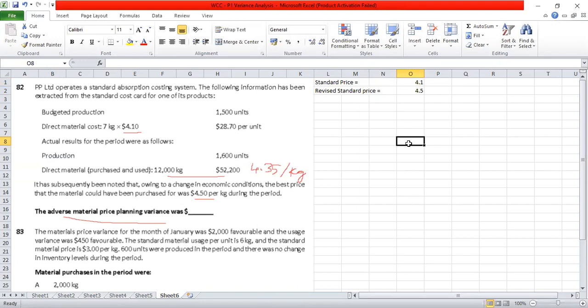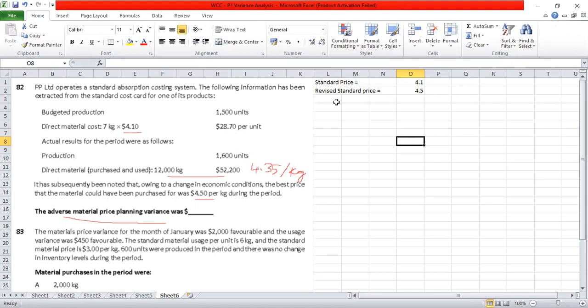So there is a difference in the price to the extent of 0.40. Now that will be applicable for the entire quantity of material. For every single unit there is a requirement of 7 kgs. This will be applicable for the entire actual quantity. Actual quantity is taken at 1600 units. So the total standard quantity would be 7 kgs into 1600. This variance will be applied for the entire quantity of 7 into 1600.